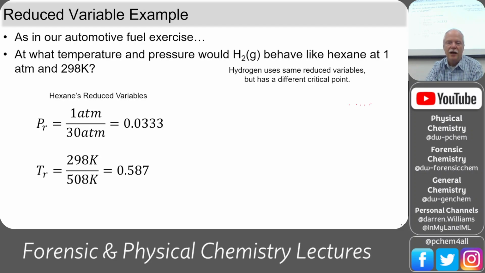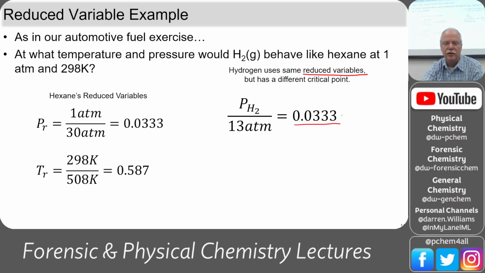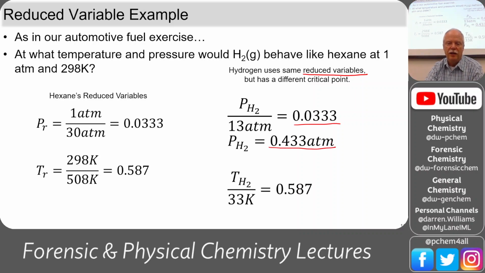And now the hydrogen, if we wanted it to behave like hexane, we would use the same reduced variables. But because hydrogen has different critical points, this would tell us what the actual temperature for hydrogen would be. So here's the pressure using that same reduced pressure or unitless pressure. It's got a different critical pressure. So we would have to operate at 0.4 atmospheres, and the temperature, same reduced temperature, we would have to operate at 19 Kelvin.